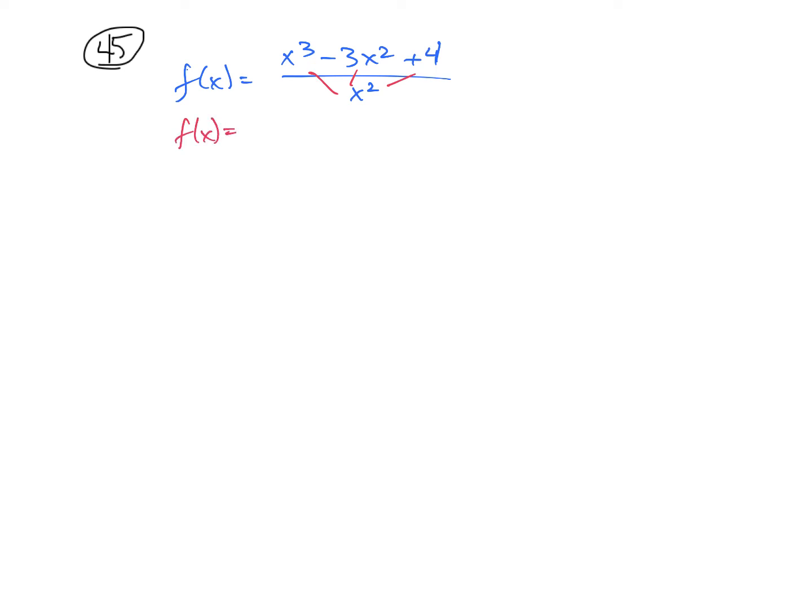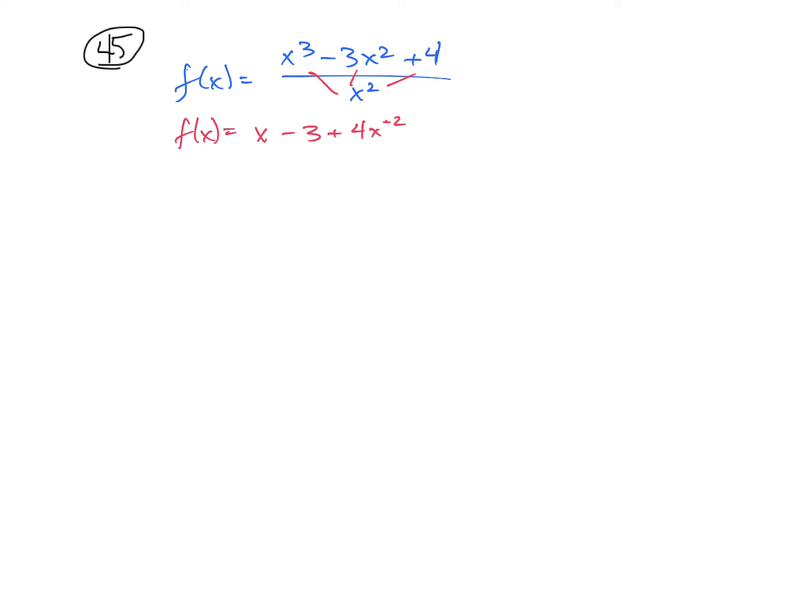So x cubed over x squared is x. Minus 3x squared over x squared is 3. And then plus 4 over x squared. Okay, it's 4 over x squared, but how am I going to rewrite it? X to the negative second. All right, I might as well just throw it to the top, get them in trouble.